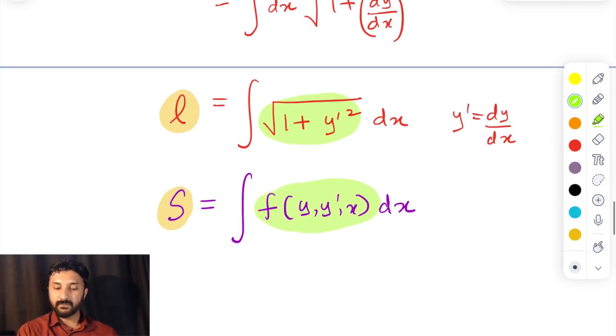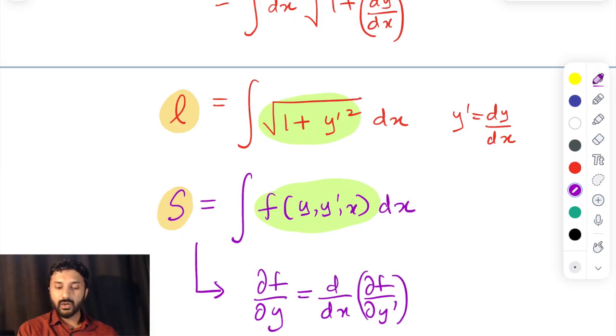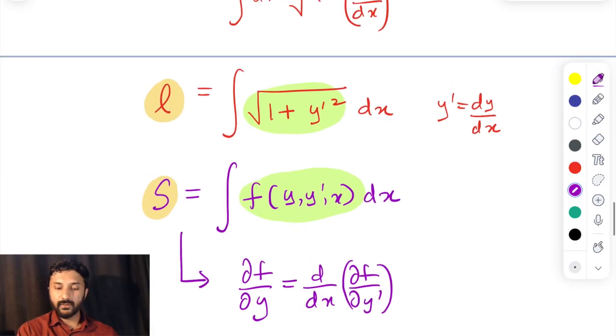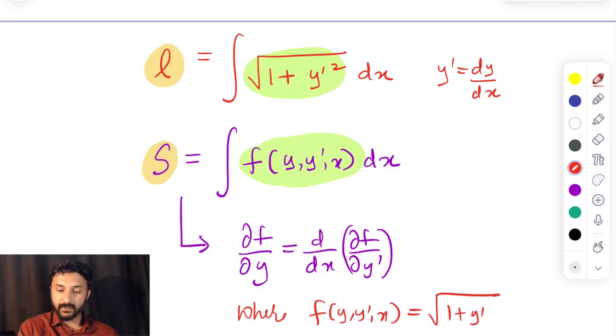And so since the Euler-Lagrange equation from this can be written down as we derived in the previous video as dou f by dou y equals d by dx of dou f by dou y dash, we have identified our function f of y dash x as nothing but square root of 1 plus y dash squared. So what remains is to plug in this function into the Euler-Lagrange equation, right?